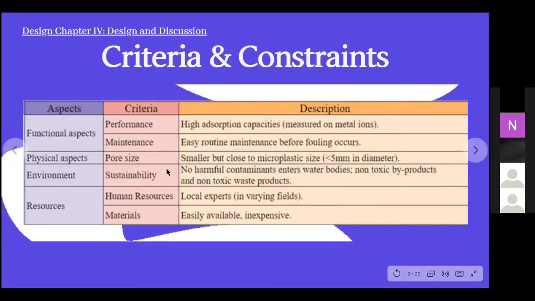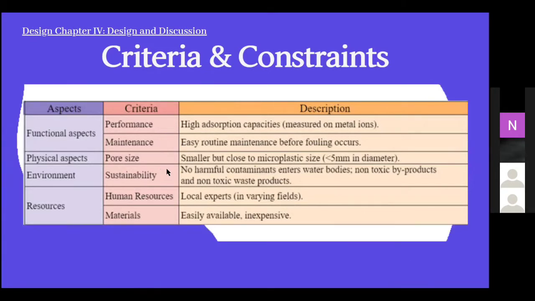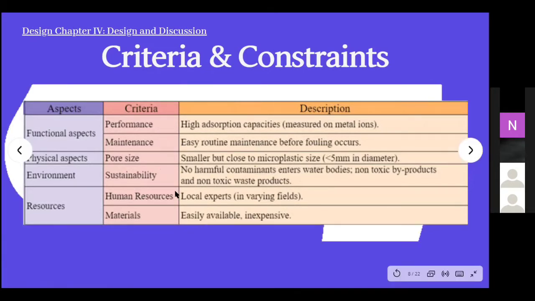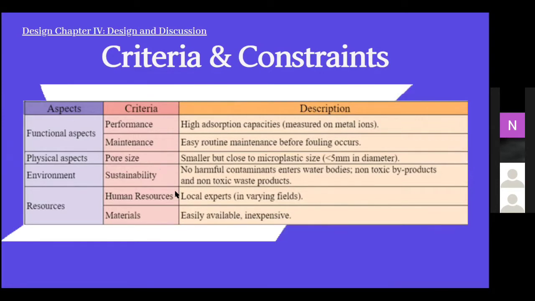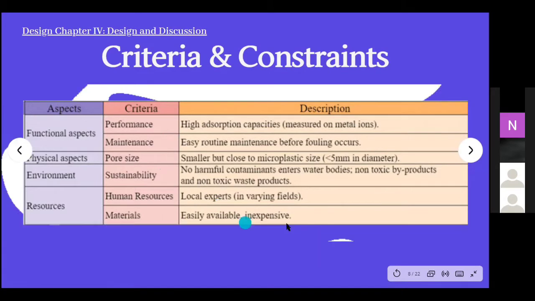For the resources aspect, we've split them into two. For human resources, local experts in varying fields will be required for the manufacture and maintenance of the membrane technology. As for the materials, they should be easily available and inexpensive.